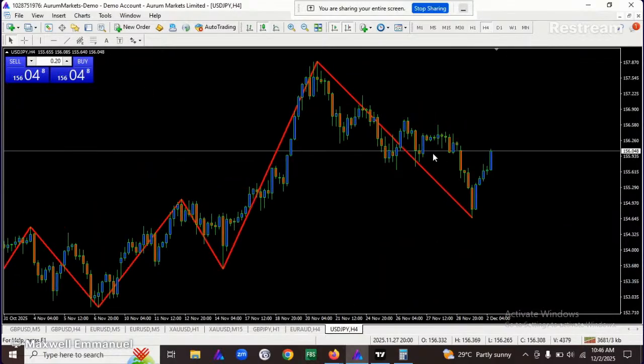It's still very bullish. So that's my take on UJ. It's a buy, but this is not the right time and price to buy GJ. This is not the right time.